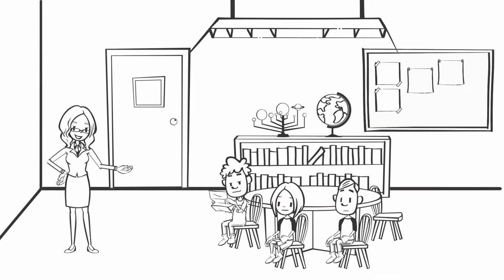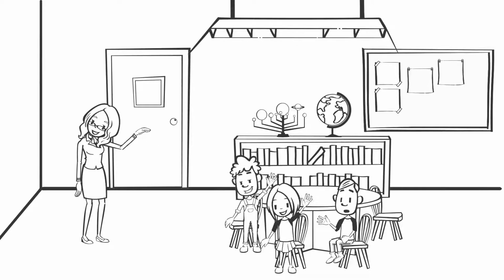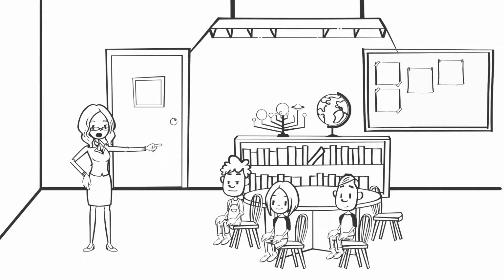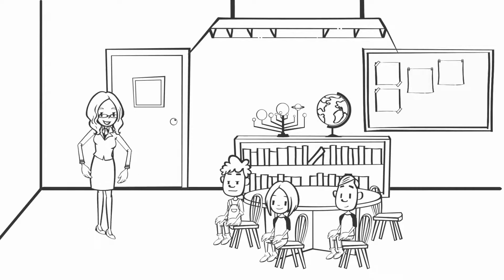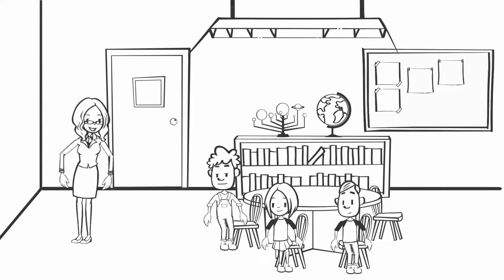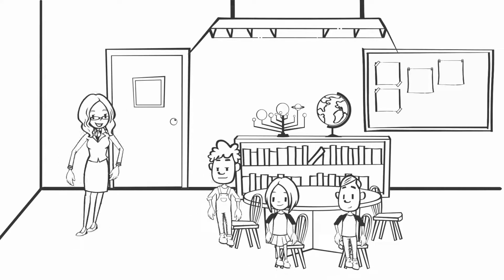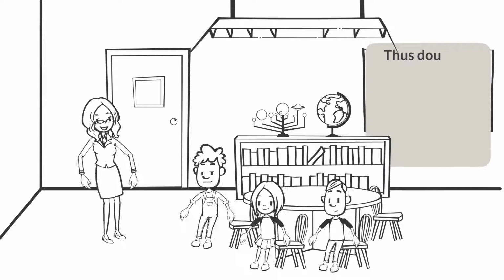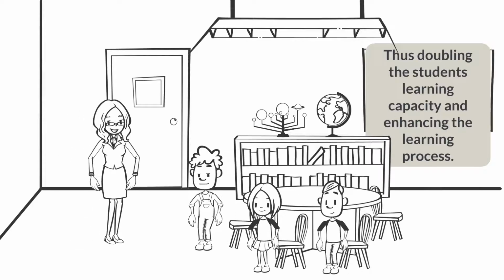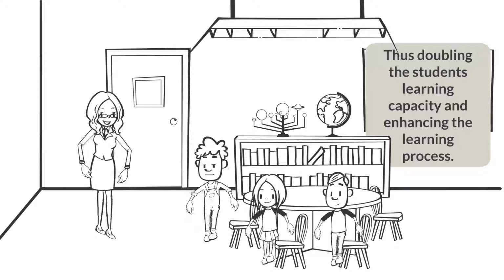As an example, teachers who use the TPR method of teaching would not only teach the students the word hand, but would also have them wave their hands while repeating the word. In a similar way, teachers would have students physically jump while learning the word for jump, or run while learning the word for run, thus doubling the student's learning capacity and enhancing the learning process.